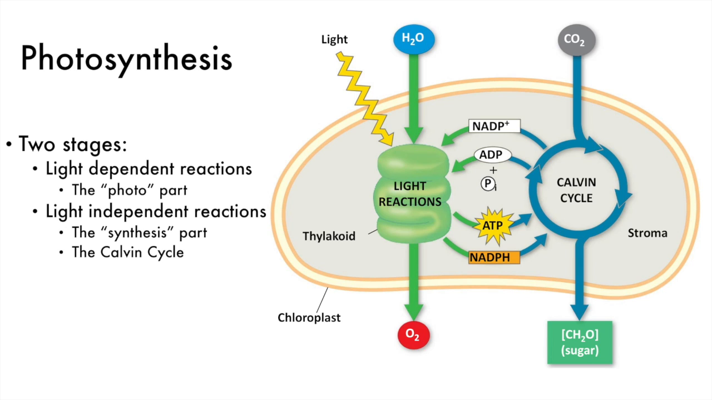And then there's the light-independent reactions called the Calvin cycle, and this is the synthesis part, where we actually use that energy harvested by the light reactions to make the sugars that the plant uses for energy, that we use the plant surplus for our own energy. So we're going to talk about two stages, kind of in order: the light reactions and then the Calvin cycle.